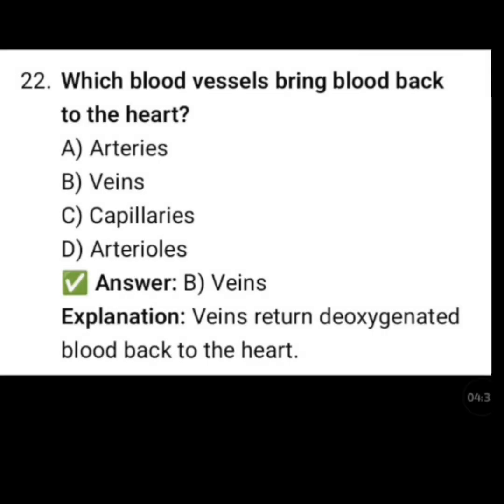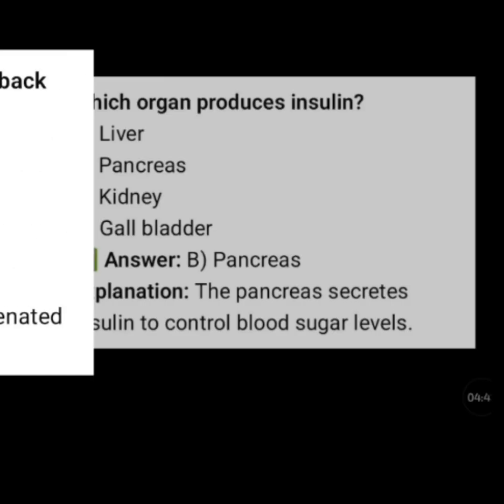Which blood vessels bring blood back to the heart? Arteries, veins, capillaries, arterioles. The correct answer is option B, veins. Veins return deoxygenated blood back to the heart.